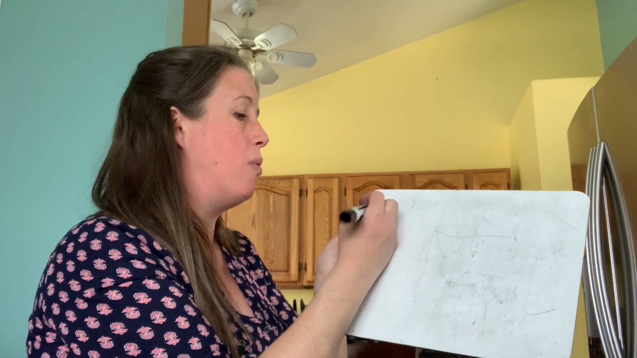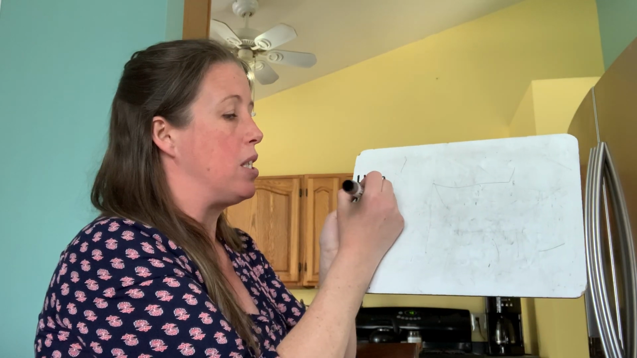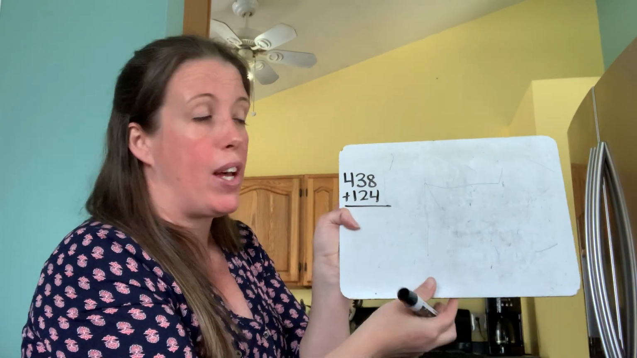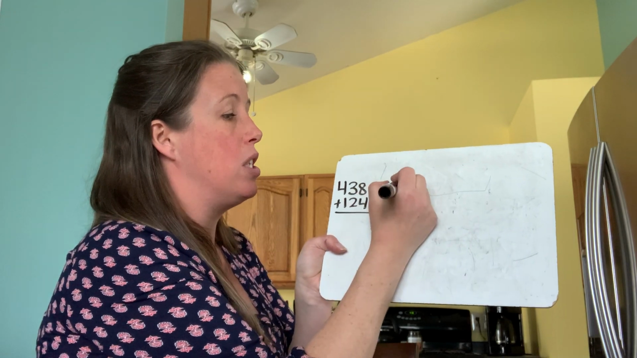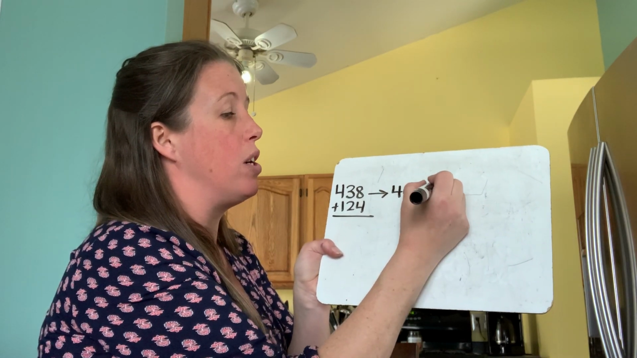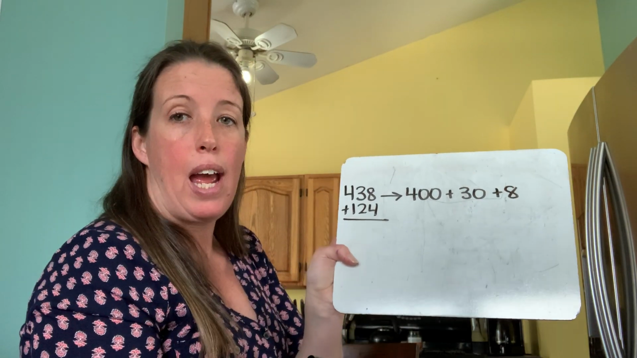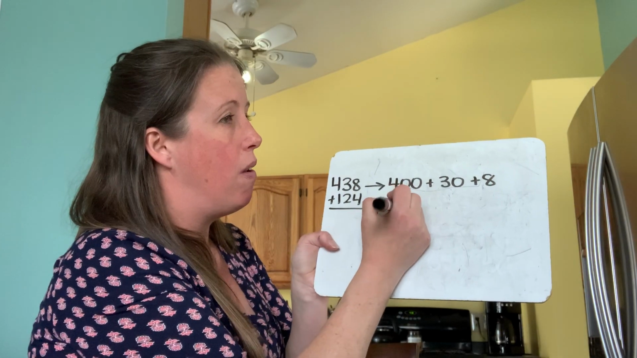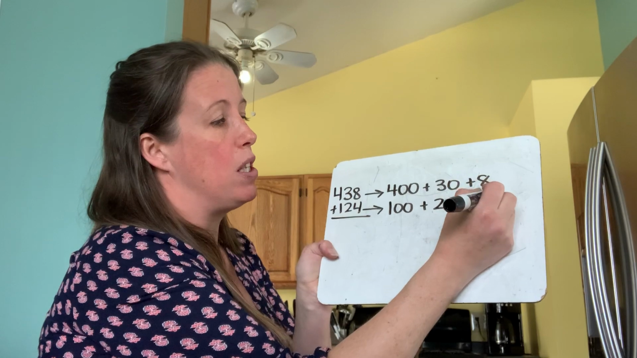We have expanded form. So I'm going to write my equation over here, 438 plus 124. And I'm going to stretch out by place value my 2 numbers. So 438 can also be represented as 400 plus 30 plus 8. And now I'm going to stretch out my 124 or expand it. 100 plus 20 plus 4.